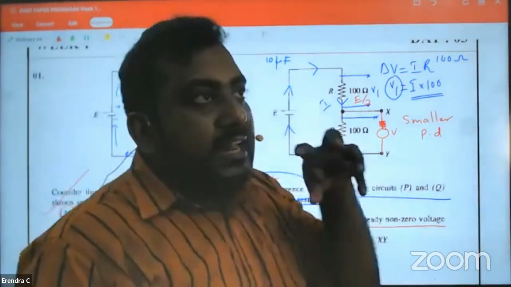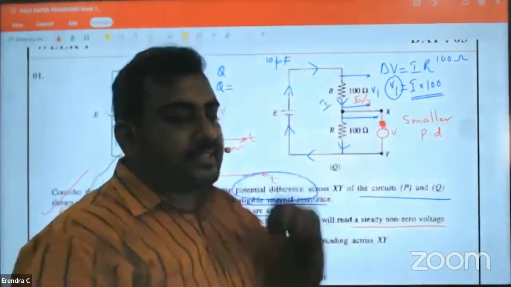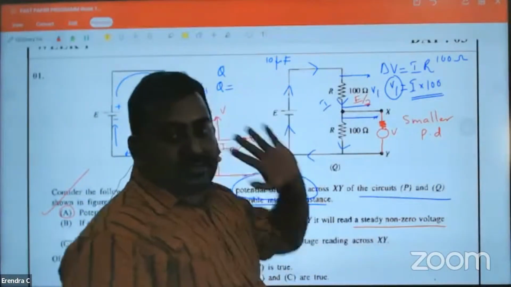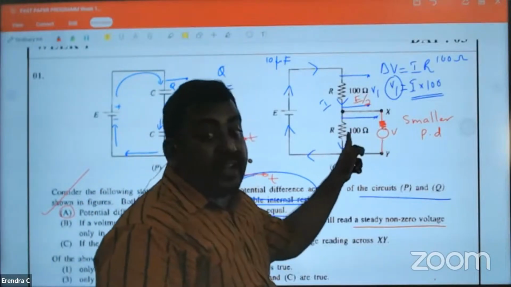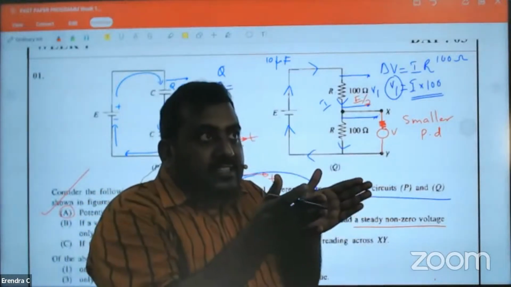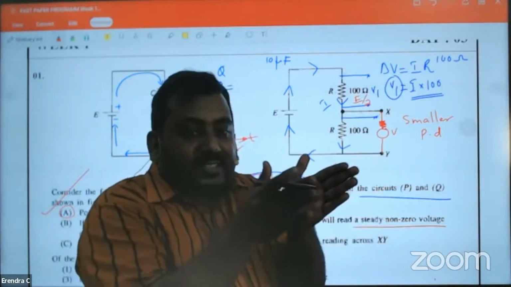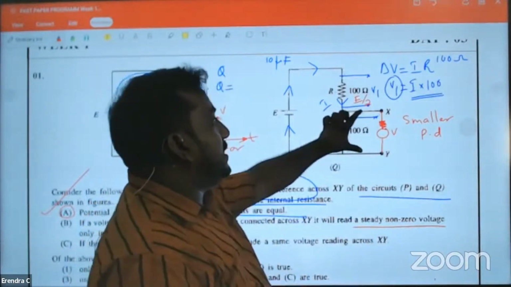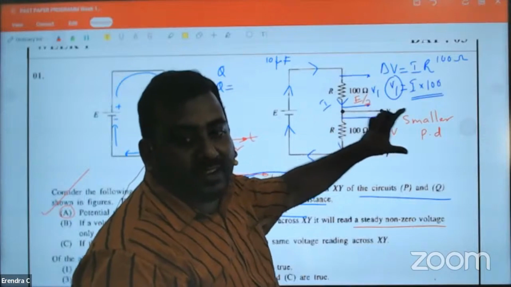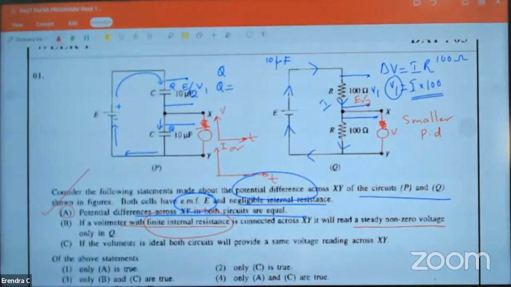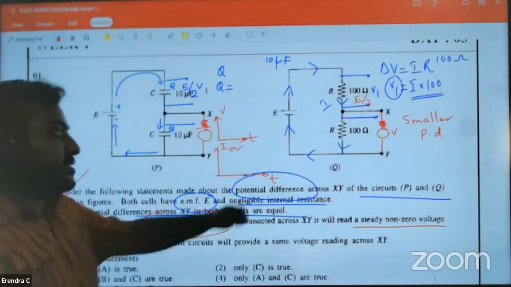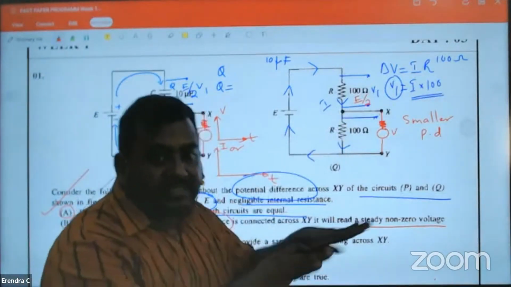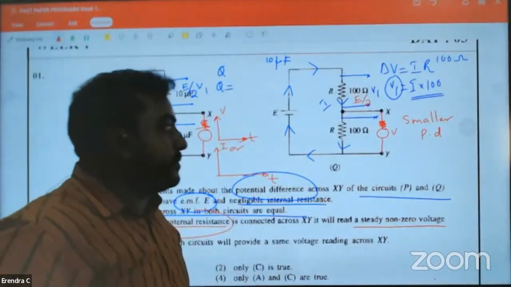What do you mean by finite? Finite means there is a resistor. There is a resistor means current will pass through this. Now, if current passes through that, here and here they are parallel resistors. Resistance reduces, the potential difference will also what? Reduce. Potential difference will also reduce. So voltage here will be reduced but a steady value.